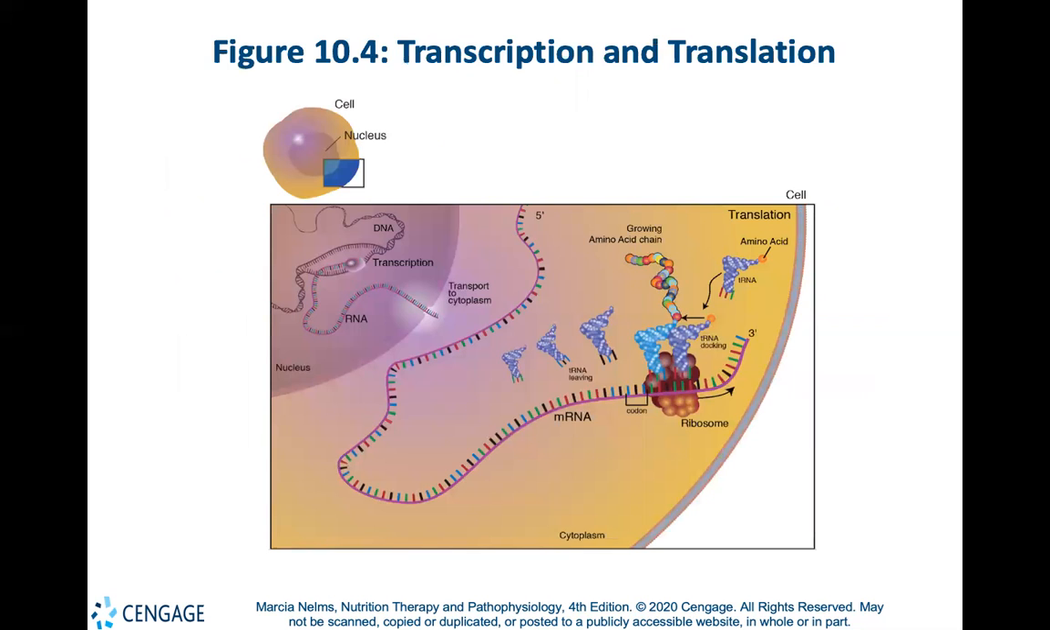Figure 10.4, transcription and translation. When genes are expressed, the genetic information on the DNA is first transcribed to a molecule of messenger RNA in a process similar to DNA replication.